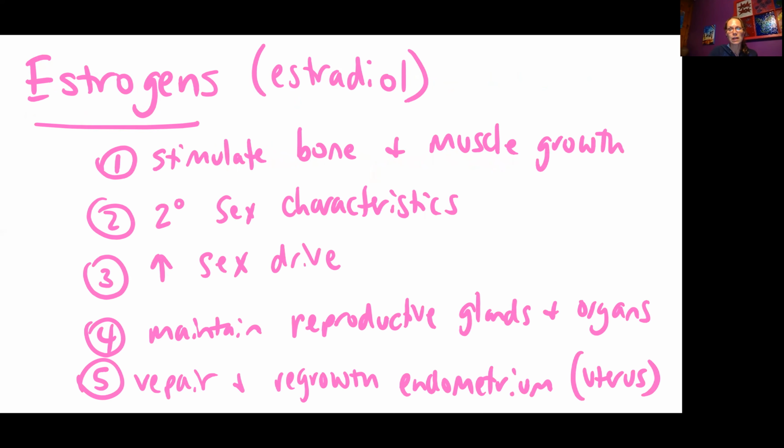Those estrogens have lots of jobs. Estradiol is the most dominant that's being produced. So, of course, we have jobs here that are related to reproduction and those that are not. So we see that estrogens are going to stimulate bone and muscle growth and secondary sex characteristics and increase sex drive and maintain reproductive glands and organs. These are all the same kinds of functions we applied to testosterone in males.